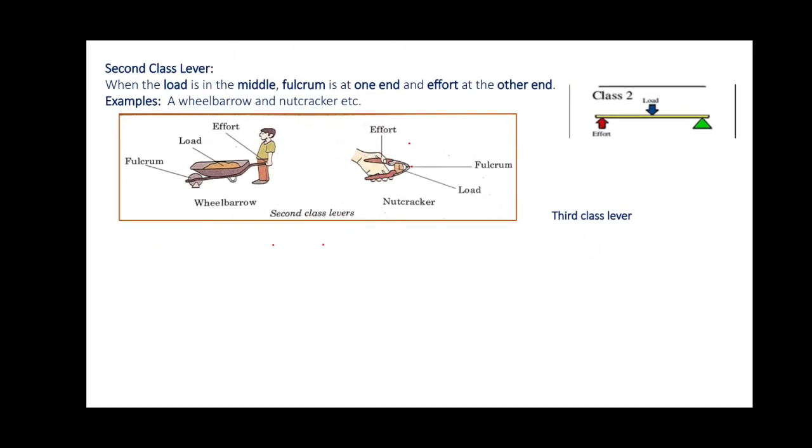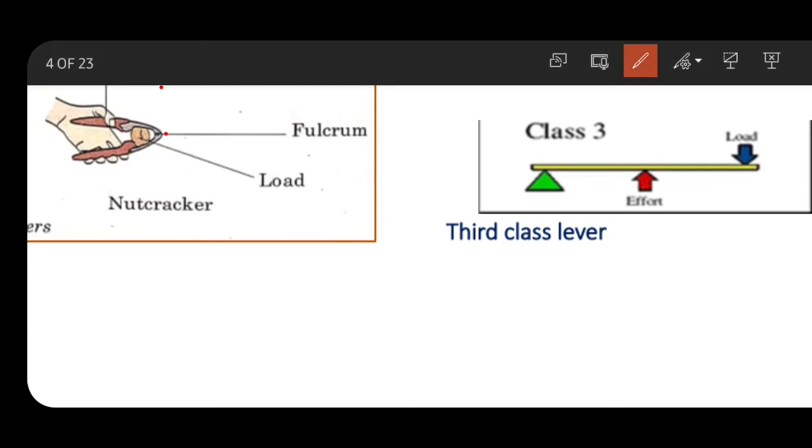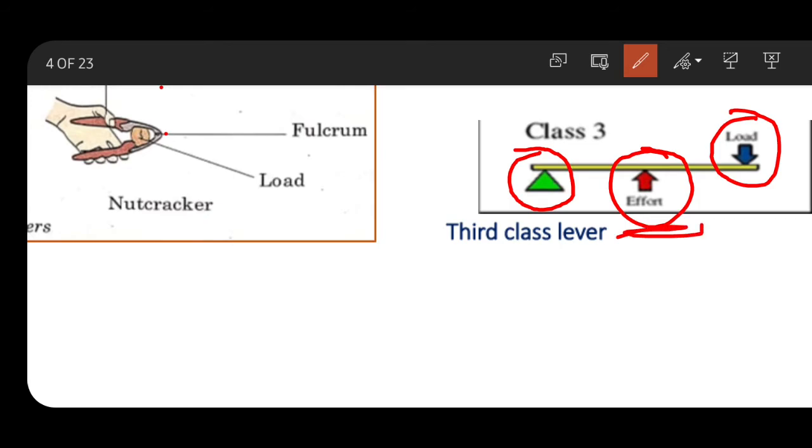Now if we talk about third class lever, in third class lever the effort is in the middle. The fulcrum is on the left side and the load is at the right side. In the third class lever, the effort is in the middle and the load and the fulcrum are at the two ends. It is called a third class lever.